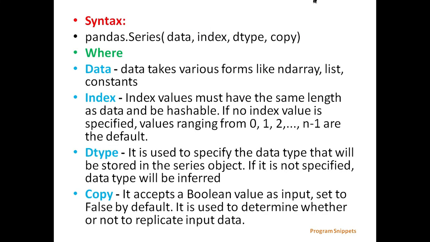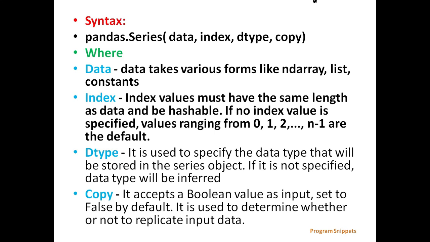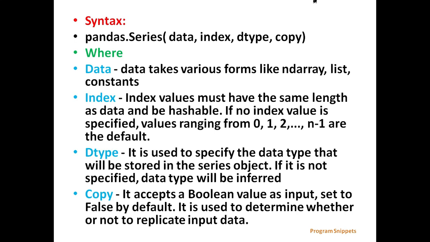The general syntax for creating a series is pandas.Series with parameters data, index, dtype and copy, where data takes various forms like ndarray, list, constants. Index values must have the same length as data and be hashable. If no index value is specified, values ranging from 0, 1, 2 up to n-1 are used by default. Dtype is used to specify the data type that will be stored in the series object. If it is not specified, the data type will be inferred. And copy accepts a boolean value as input, which is set to false by default. It is used to determine whether or not to replicate the input data.